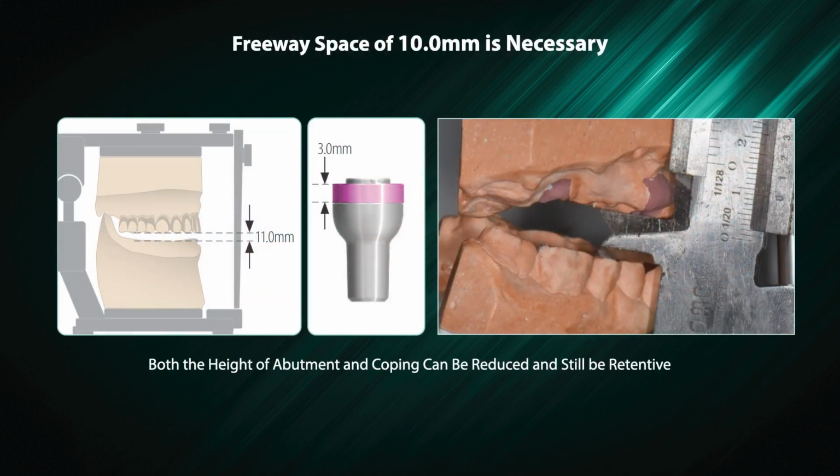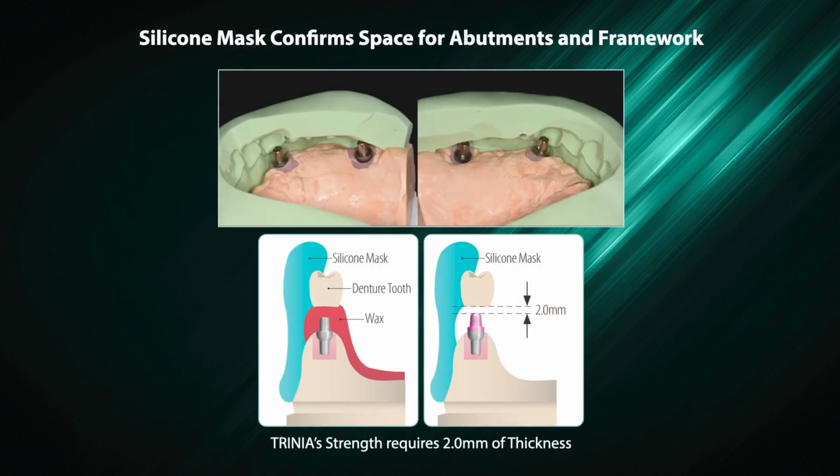Freeway space of 10 mm is necessary. Both the height of abutment and coping can be reduced and still be retentive. Silicone mask confirms space for abutments and framework. TRINIA's strength requires 2 mm of thickness.